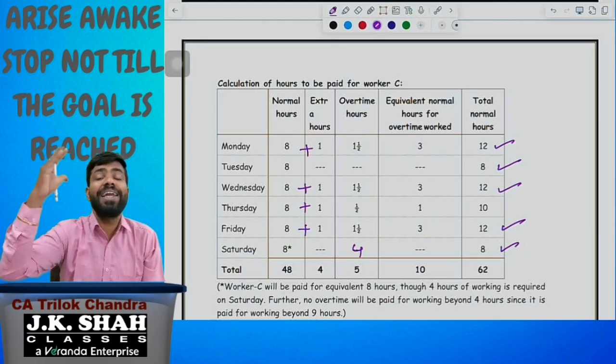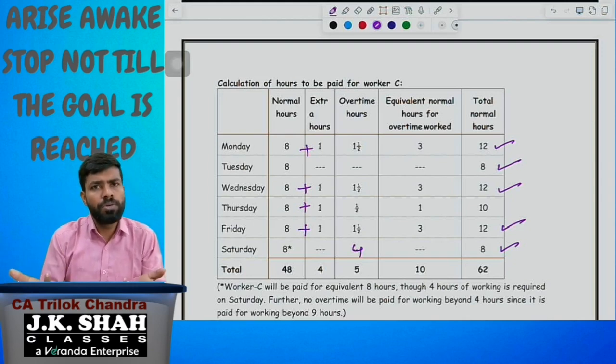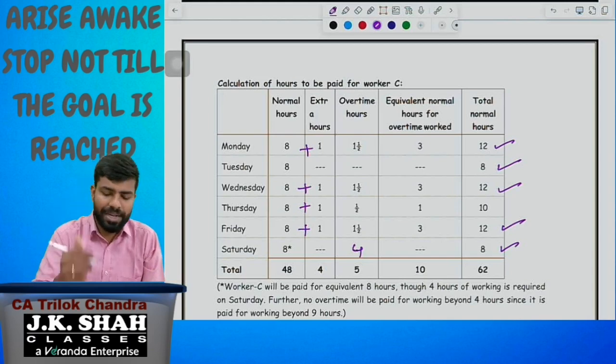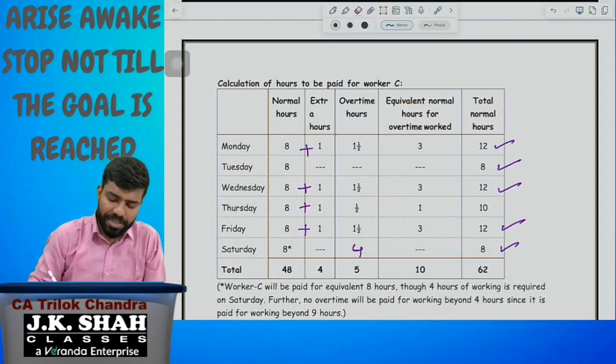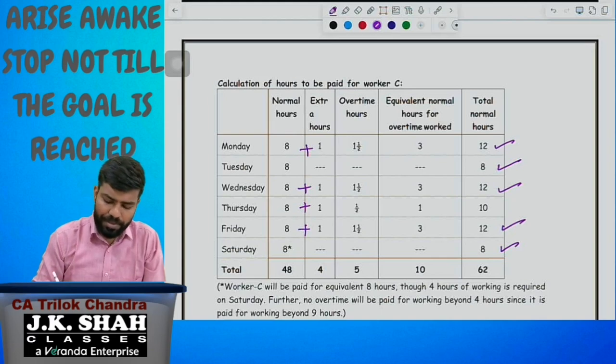Overtime is more than 9 hours in a day. On Saturday, are they working more than 9 hours? No. Then how can we consider it as the overtime? Are you understanding? So there is an extra compensation given. That compensation will be given at normal hourly rate. So 8 plus 0, 8 hours. Total it comes to 62.